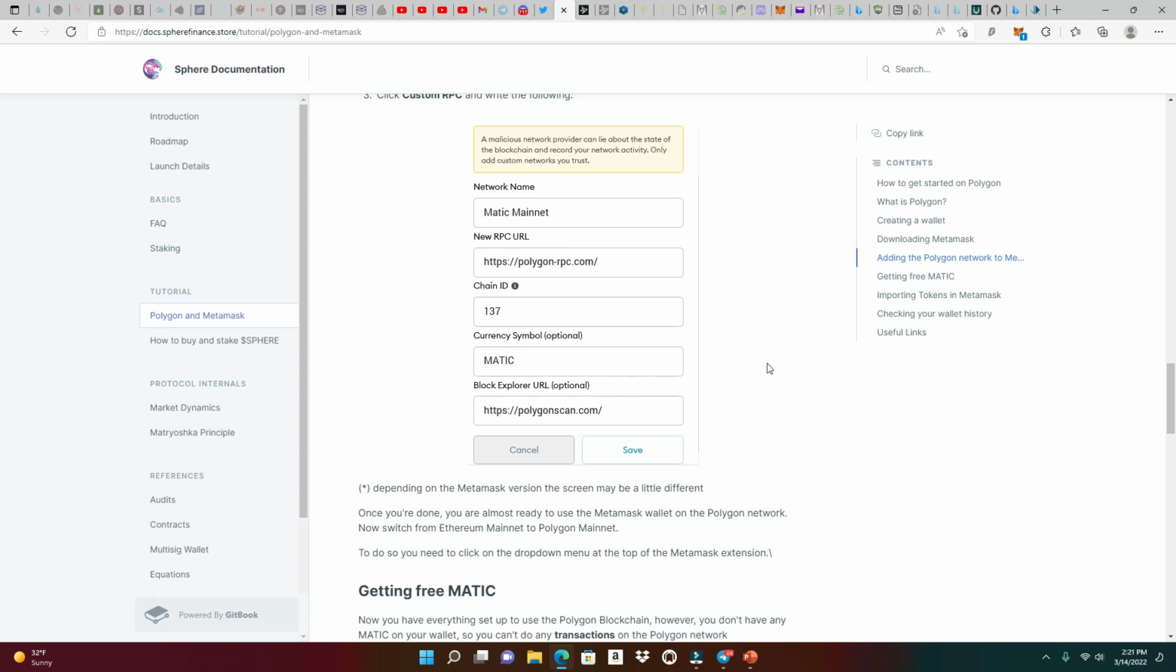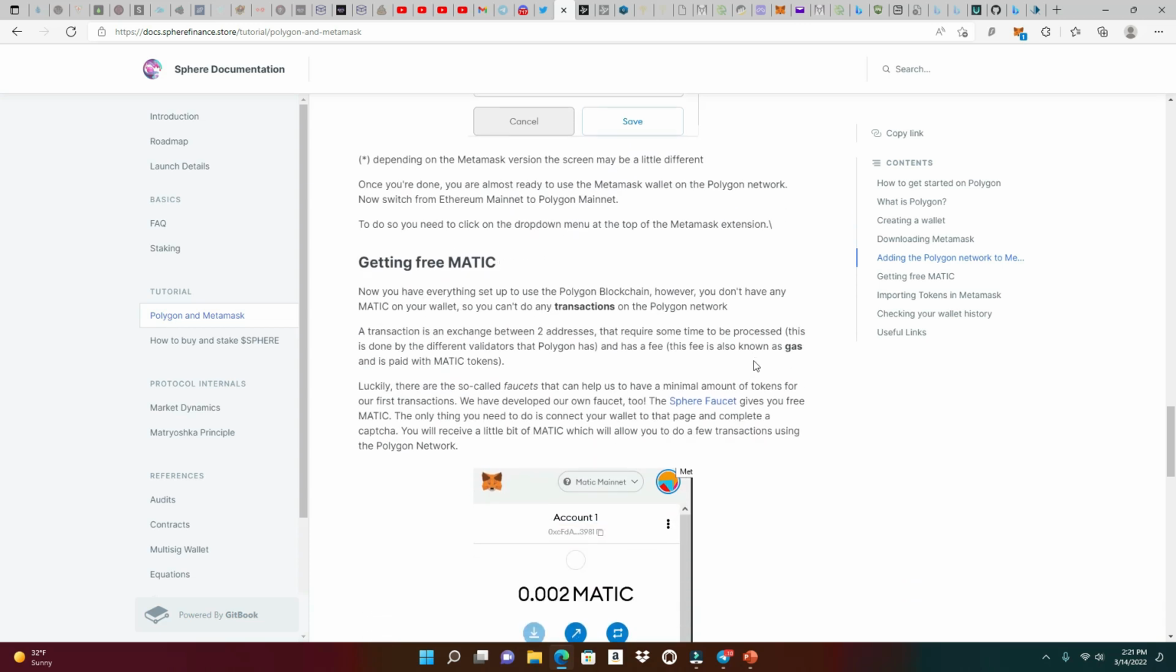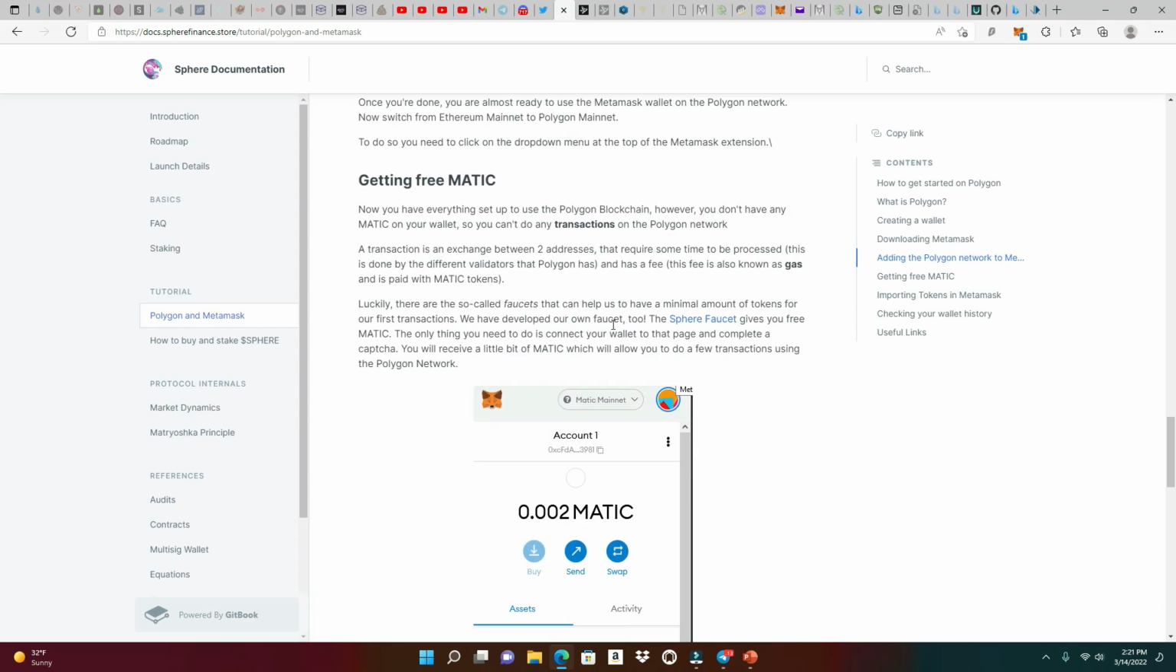Now that your MetaMask is programmed for your Matic mainnet, you're going to be able to get some free Matic tokens, right? So take a look. They have a faucet tool, right? It's called the Spear Faucet. It gives you free Matic.